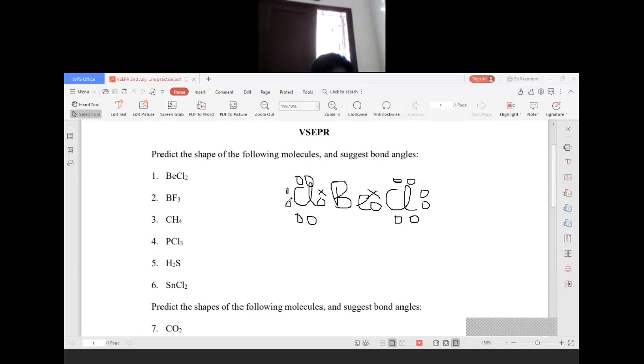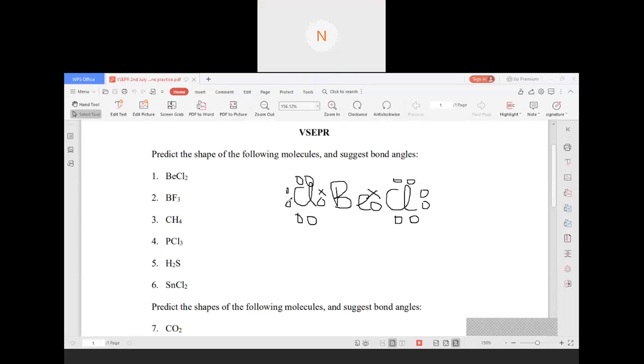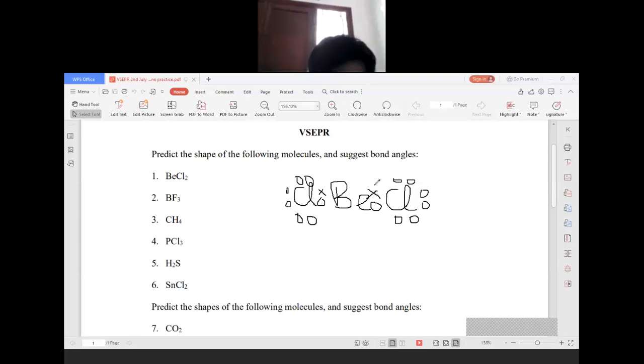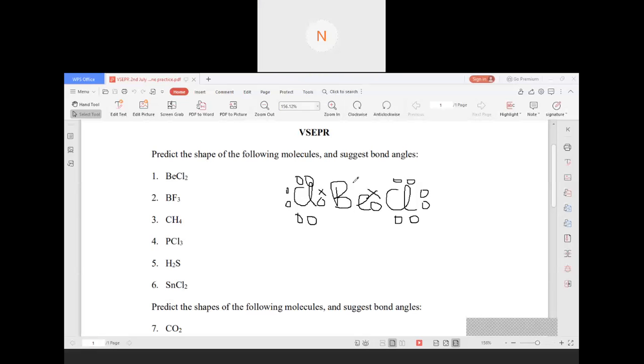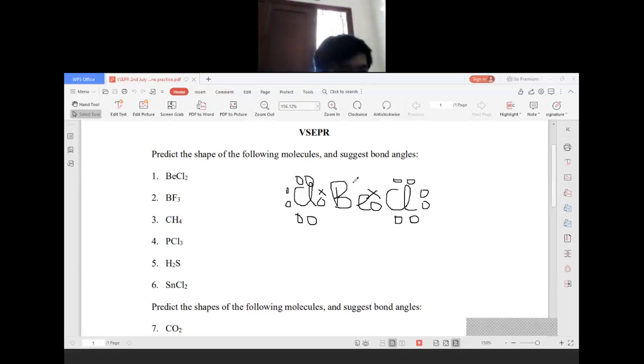Let me ask Nia again. How many bond pairs, Nia, in the central atom? What is the central atom? What is the center of this tree? Be, right? Yes. Be is the central atom.